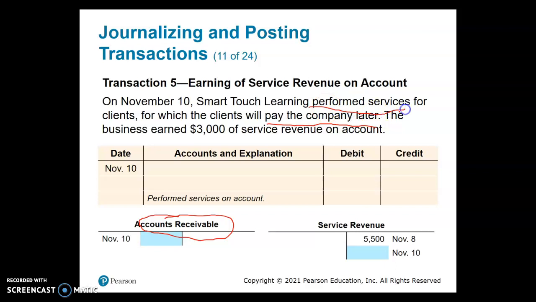The performed services part for clients, we have service revenue. Smart Touch has done the work. They have performed service for a client, so they have earned the $3,000. Even though Smart Touch is not collecting it in cash at this date, they have earned the right to that cash. All right, so your accounts receivable and service revenue. Accounts receivable is the asset and it's going up, $3,000. Service revenue is going up. That's your credit for $3,000. And now service revenue, we now have a total of $8,500.